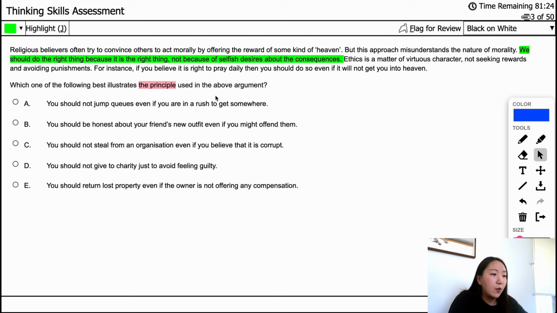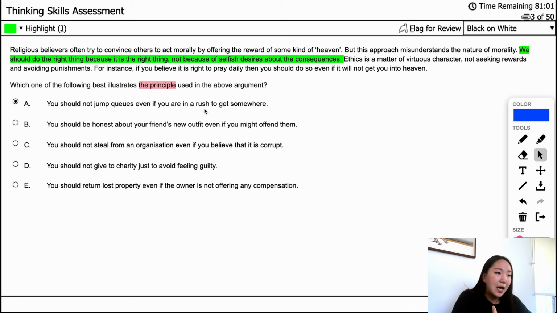So once we know that, we can look at the 5 different scenarios, and in principle questions, you do have to read every single answer, unlike the previous 2 that we've just done, because you want to make sure that there isn't something that fits better. Most of the time you should be able to recognize if it fits or not, but just to be really, really certain. So A says you should not jump queues even if you are in a rush.